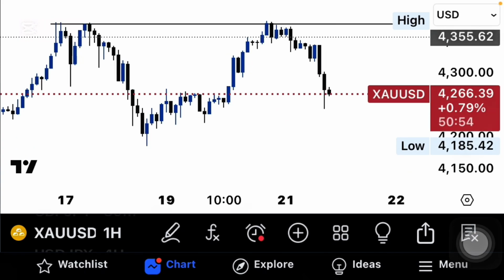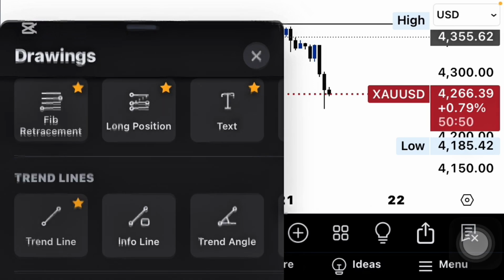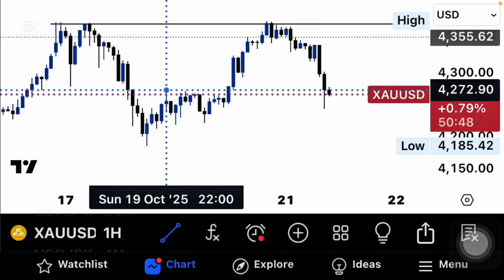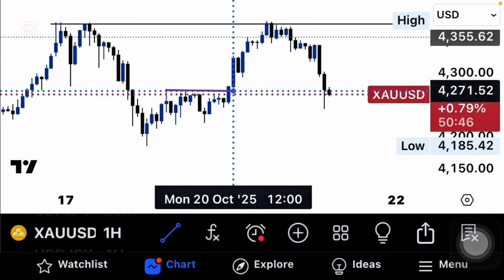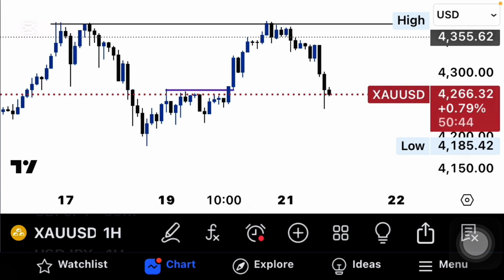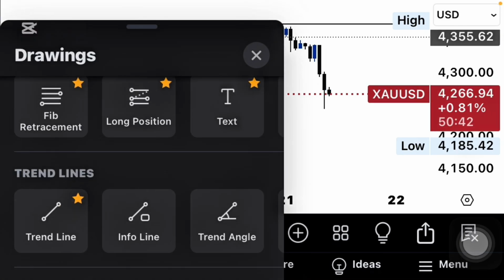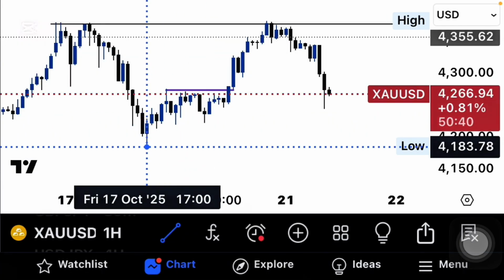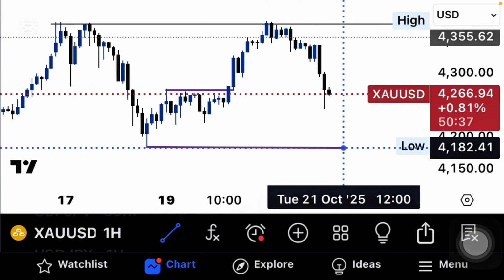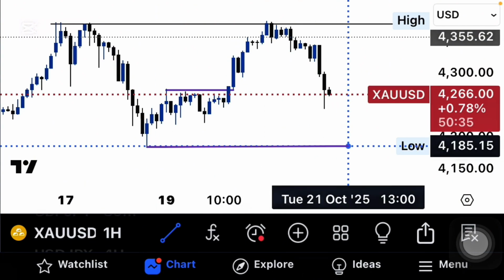So all I have to see is a break of structure, then I take my Fibonacci from the break of structure to the previous low. This is the break of structure. This is the previous low here. This is all I need here to get my entry.